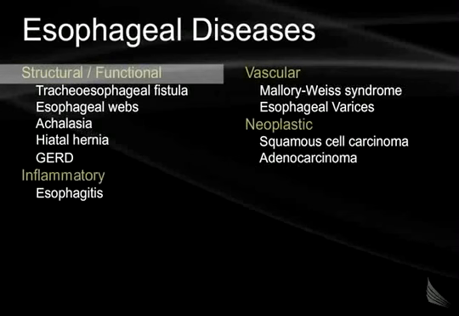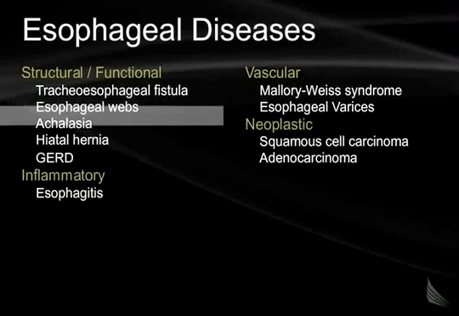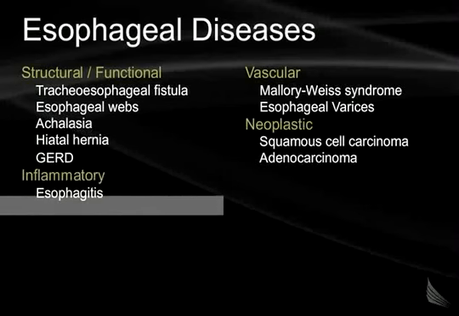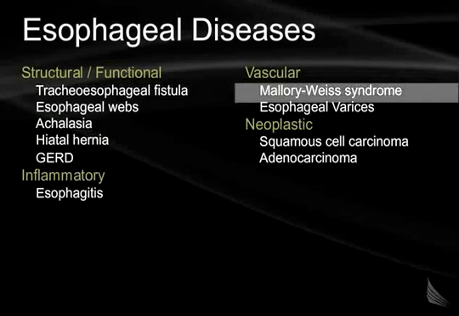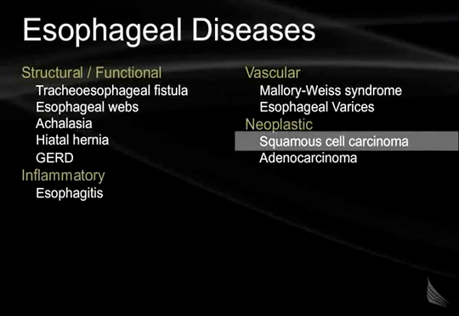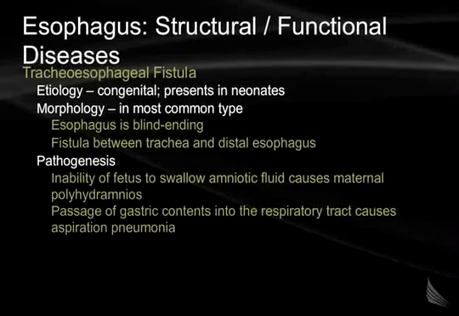The structural and functional things are the anatomical things that go wrong in the GI tract. These include the tracheoesophageal fistulas, the esophageal webs, achalasia, hiatal hernias, and GERD. Inflammatory diseases such as esophagitis, gastritis, or colitis. Vascular diseases such as the Mallory-Weiss syndrome. Let's start off with the esophagus.